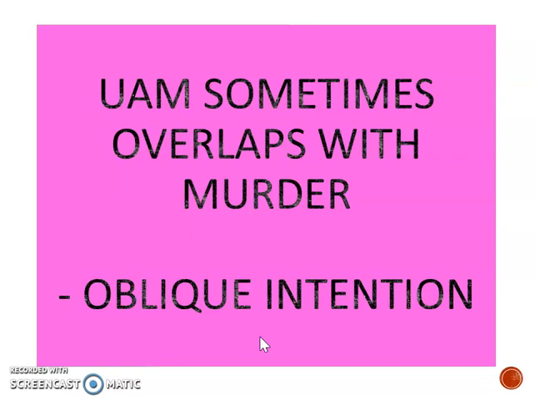Another example I could give you is the one we looked at when we were doing murder: if I punch somebody in the face and they fall and hit their head on the curb and die, that can be murder, because I've unlawfully killed somebody and I've got intention to cause GBH, which is enough for murder. But that could also be UAM, because punching someone in the face is an unlawful act.